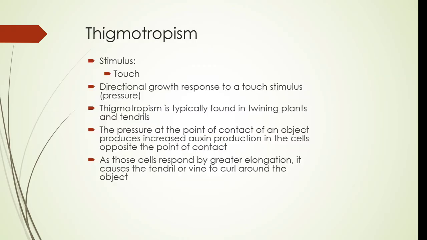Okay, so thigmotropism, the stimulus is touch, and it's a directional response to the touch stimulus or pressure. Thigmotropism is usually found in twining plants and tendrils. So the pressure at the point of contact of an object produces auxin, or increases auxin production in the cells opposite the point of contact. As those respond by greater elongation, it causes the tendril or vine to curl around the object. I have posted a really excellent video on this. I would totally recommend that you take a look at it.